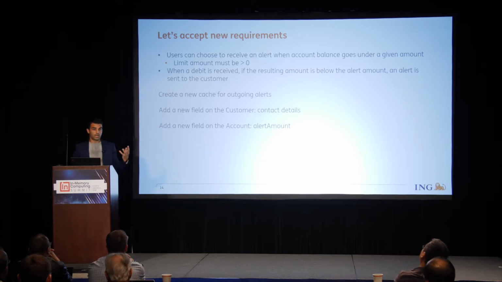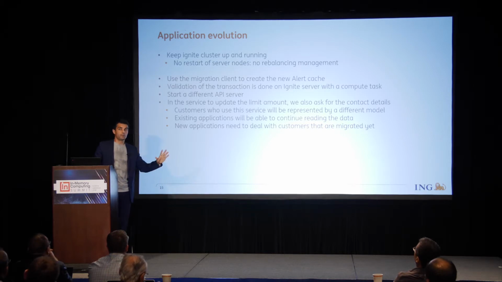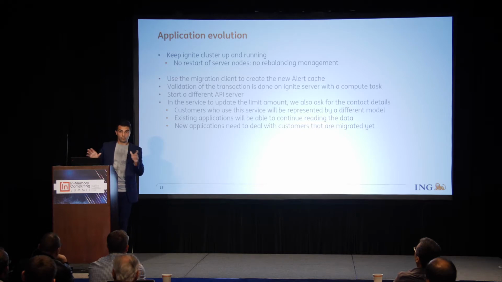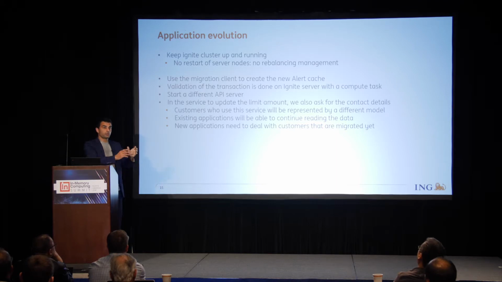So we're going to create a new cache for the new alerts that need to be created. We'll add a new field on the existing customer object, and also on the account, we'll add a new field as well, an alert amount. How we're going to do that? We're going to keep the Ignite cluster running. So no restart of the Ignite cluster. We change the model, but we don't restart the Ignite cluster. We're going to use the migration application to create the new cache. And everything also, as you see, the compute task is executed on the server, so all the validation is done by the server node.